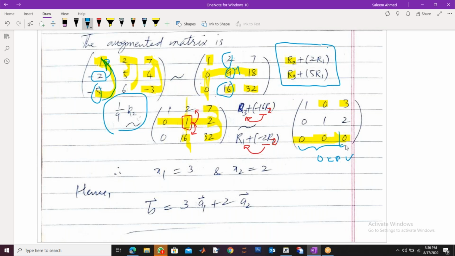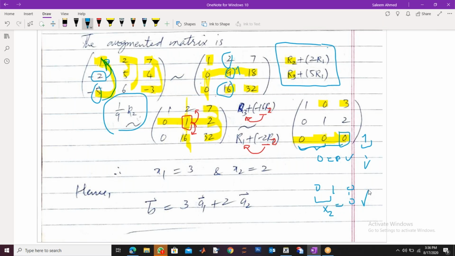If you have some number here at the end, if this is not 0, if this is 1 or something, then you have 0 equal to 1. So no solution. Always remember. If you have 0, 1, 0, still you have a solution because this gives you x2 equal to 0. No problem. x2 = 0 is still fine.